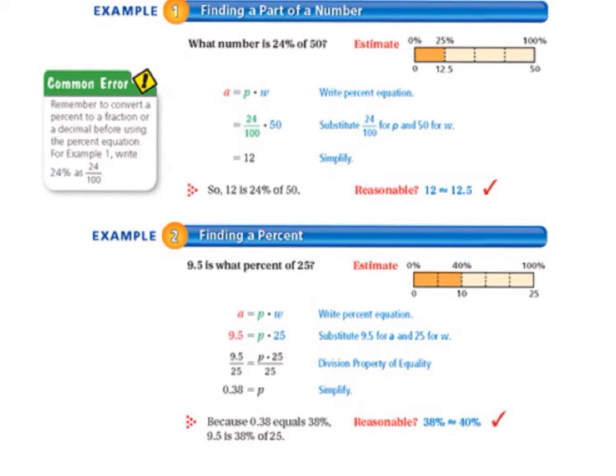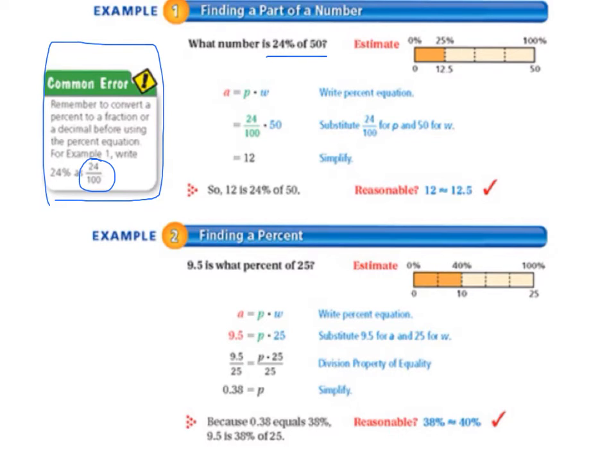Today we'll be working on page 234 in your 2014 math textbook. Let's take a look at example 1. Before we get started, let's look at the common error box off to the side. It says, remember to convert a percent to a fraction or a decimal before using the percent equation. This is really important. For example 1, write 24% as 24 hundredths. So it says, what number is 24% of 50?